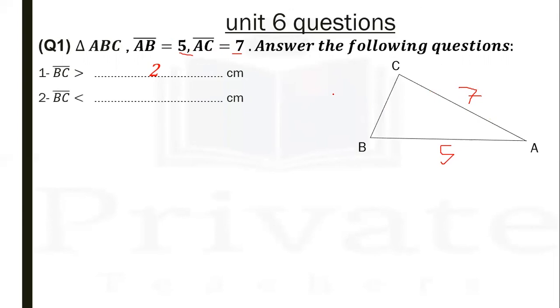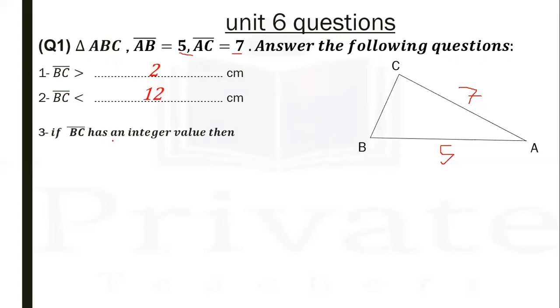And BC is less than what? The third side is also less than the sum of the two sides. The first side is 7, the second side is 5. When we add them together, the answer is 12. So BC has to be less than 12. If the question comes this way, greater than what and less than what, we say greater than the difference and less than the sum.